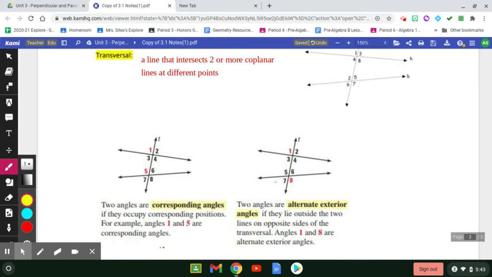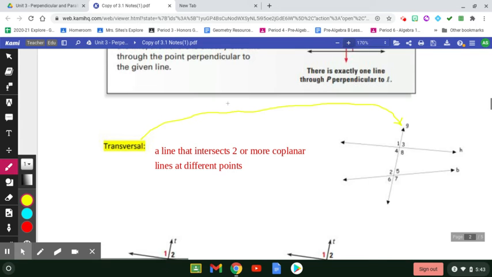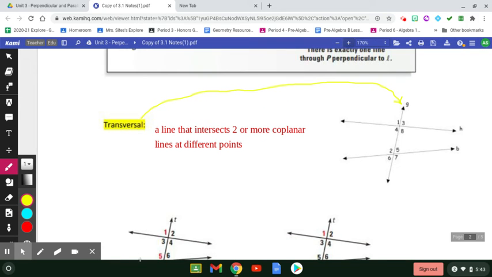Okay, so now there's actually some special relationships that can be built off of that. So if you take a look, two angles that are corresponding angles occupy corresponding positions. So for example, angles 1 and 5 are corresponding angles. And here's the way I like to look at this. Think of it as a top half and a bottom half, okay? In fact, I'm going to scroll down so you can only see, and I'm going to blow this up, angles 1, 2, 3, and 4 down here at the bottom. So see how angle 1 is in the top left, angle 2 is in the top right, angle 3 is in the bottom left, and angle 4 is in the bottom right.